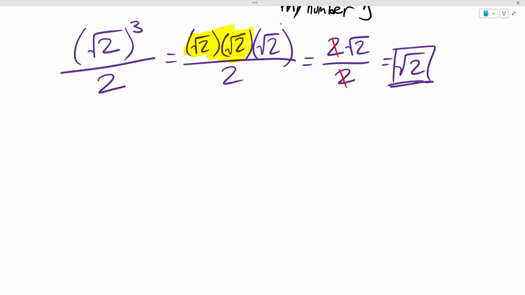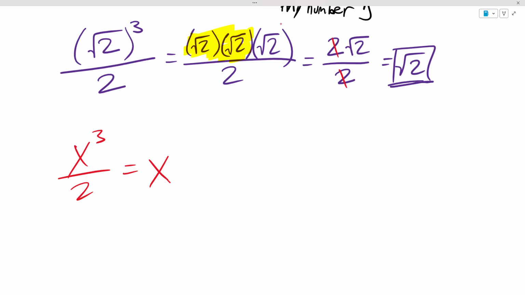So what we want to show is we have a number that if we were to cube it, and then divide it by 2, we end up with that same number. That's what we're showing right here. What we want to show is that the square root of 2, or there's a couple other values that this actually works for, which we'll demonstrate right now.